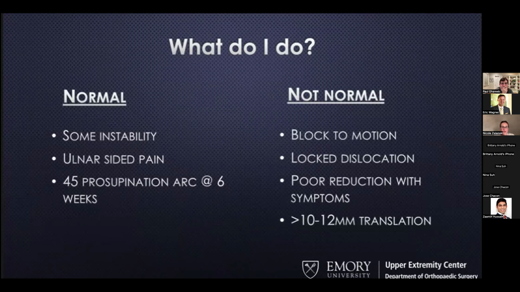And the pronosupination arc at about 6 weeks, and I think this is something that Jesse Jupiter has studied, should be about 45 degrees. Things that aren't normal are a block to motion, so blocked pronosupination, a locked dislocation, or somebody who has symptoms and has a poor reduction, that's potentially not normal. And then anyone really with over about 12 millimeters of translation is probably not normal. Again, this is something you have to compare to the other side.